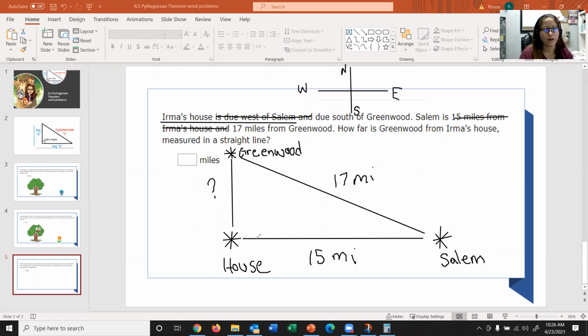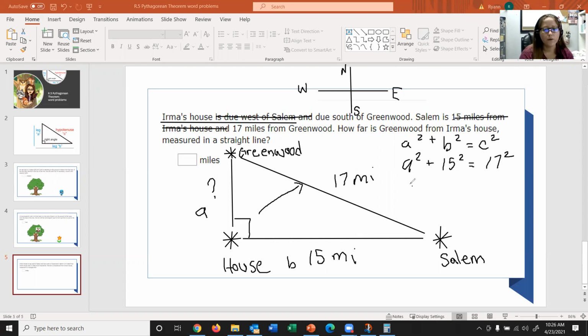So this is the side we're trying to find, not the hypotenuse in this case, because if we see we have our right angle here, we would say that the hypotenuse is actually from Greenwood to Salem, which is 17 miles. But we have all these numbers now that we can use to solve for how far away Greenwood is from Irma's house. We would write down our formula again, a squared plus b squared is equal to c squared. And I'm going to say that this side is a and this side is b. So a squared plus 15 squared is equal to the hypotenuse of 17 squared.